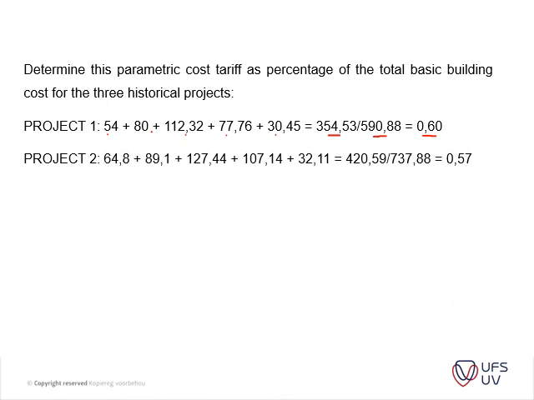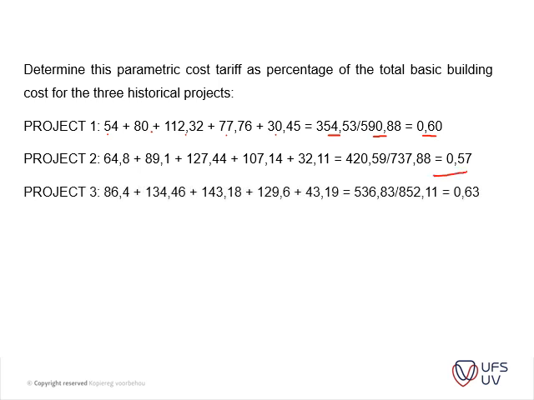You do the same for your second project, and you do the same for your third project. Okay, and then what you do is basically you work out what the average percentage of these items is over these 3 projects. So now you can see the table 2 only, the junior QS only worked out 60% of the basic building cost for your new building.